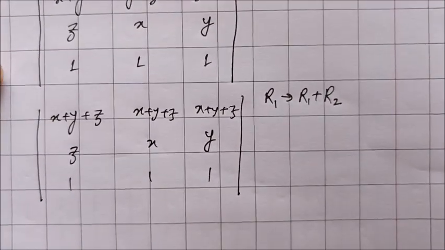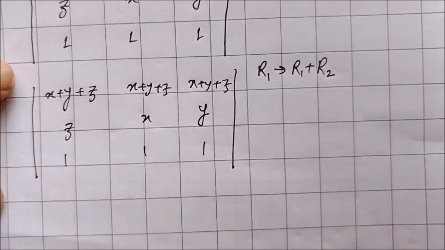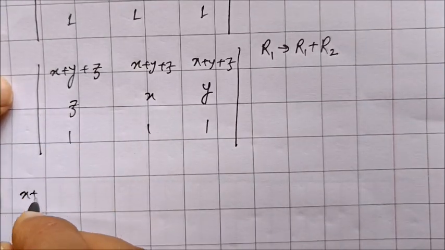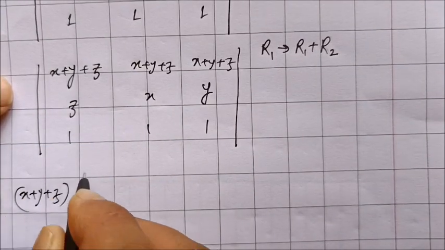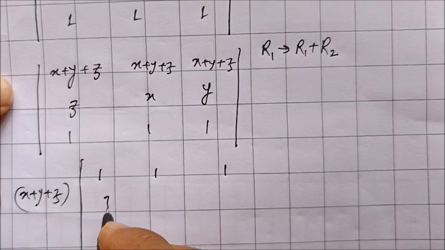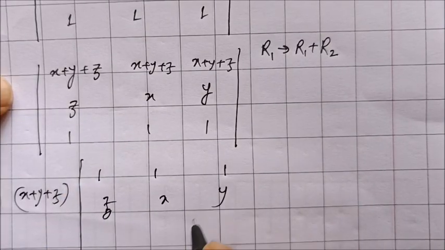Now from the first row I can take common. What can I take common? This one, x plus y plus z, and the remaining is 1 1 1, z x y and 1 1 1.